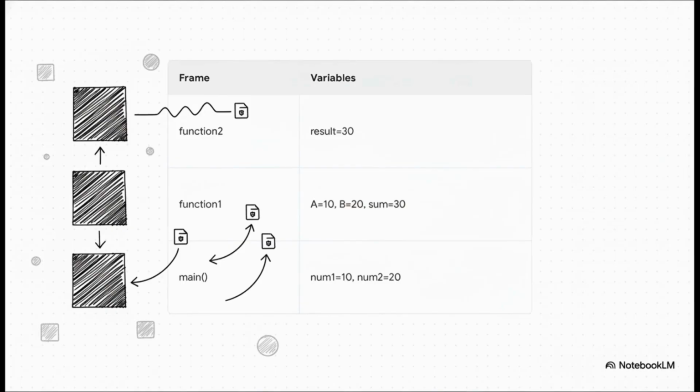Function 1 then does a little math, adds them together, and stores the result in a local variable called sum, which obviously equals 30. Finally, function 1 calls function 2 and passes that sum upwards. So in the top stack frame for function 2, it receives a parameter called result, holding the value of 30. This perfectly shows how data travels securely up the stack from one frame to the next.